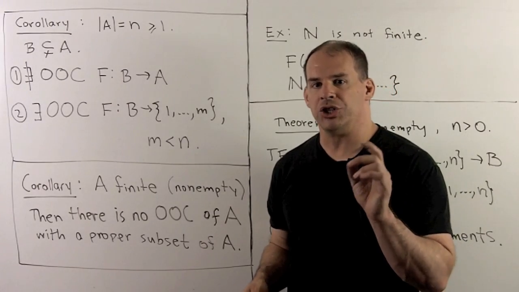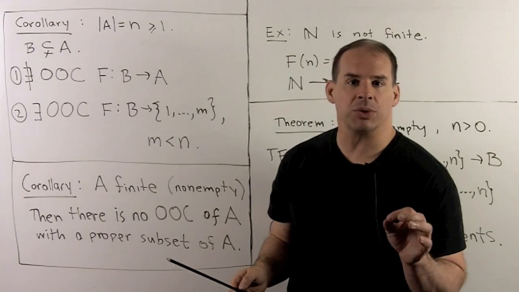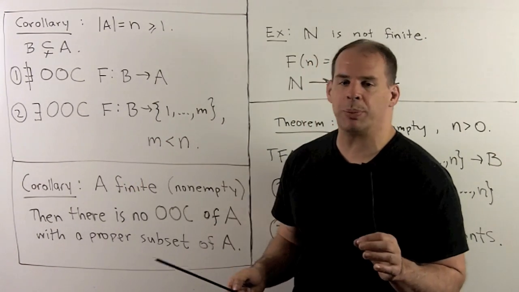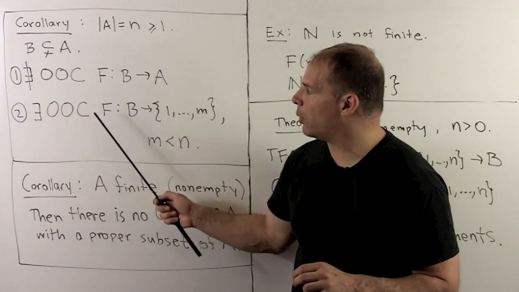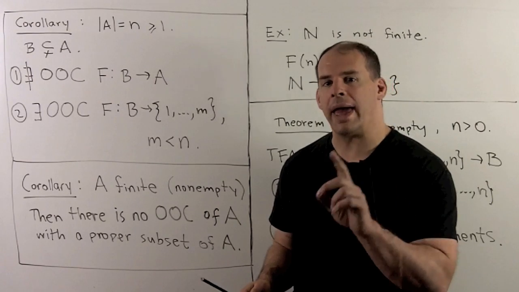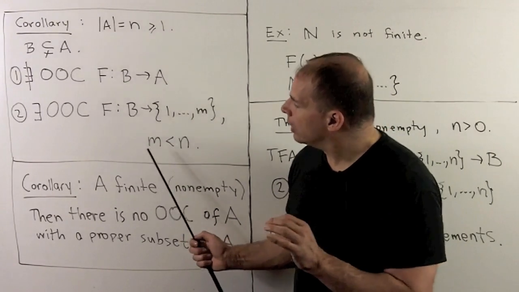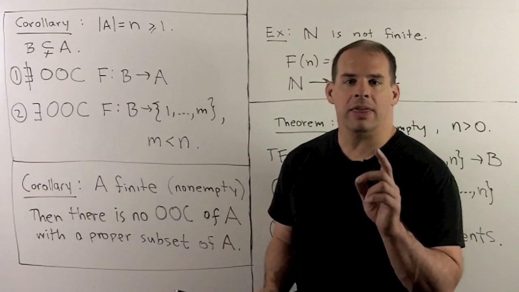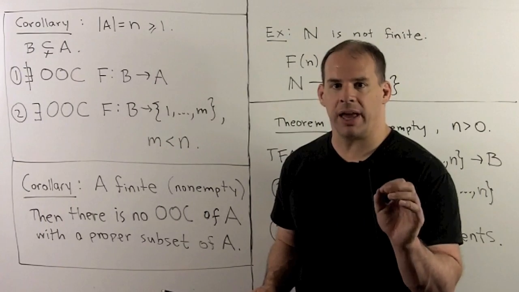To state the corollary in general: A is a finite set with n elements, and B is a proper subset of A. Then there exists no one-to-one correspondence between B and A. Also, there exists a one-to-one correspondence F carrying B to the set {1 through m}, where m is strictly less than n. Now, worth stating on its own: if A is finite, then there's no one-to-one correspondence of A with a proper subset of A.